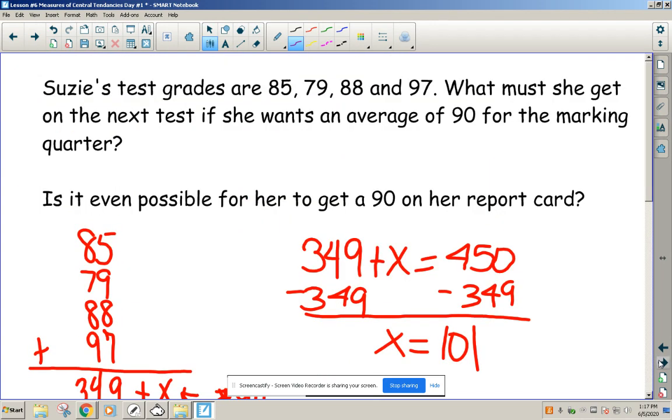So here's a very common question. A lot of you ask me this. What do I need to get if I need a certain grade on your report card?